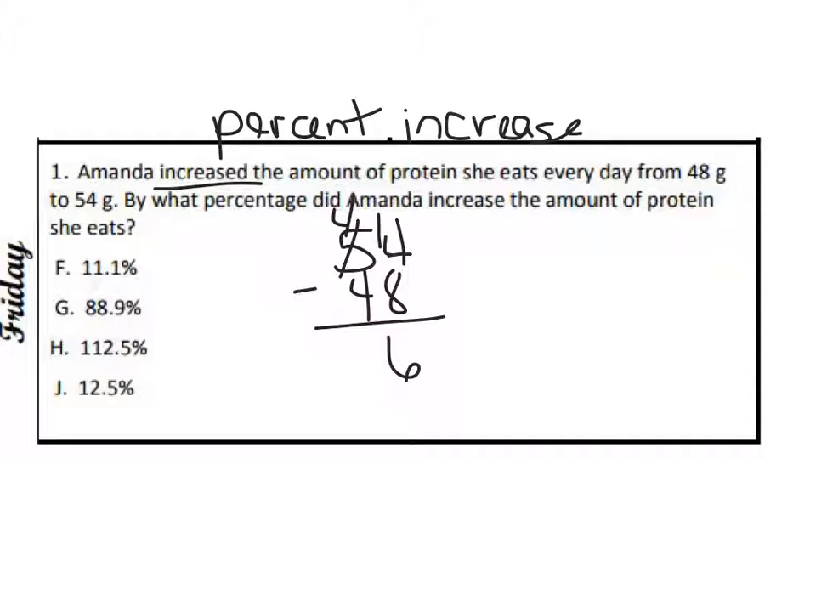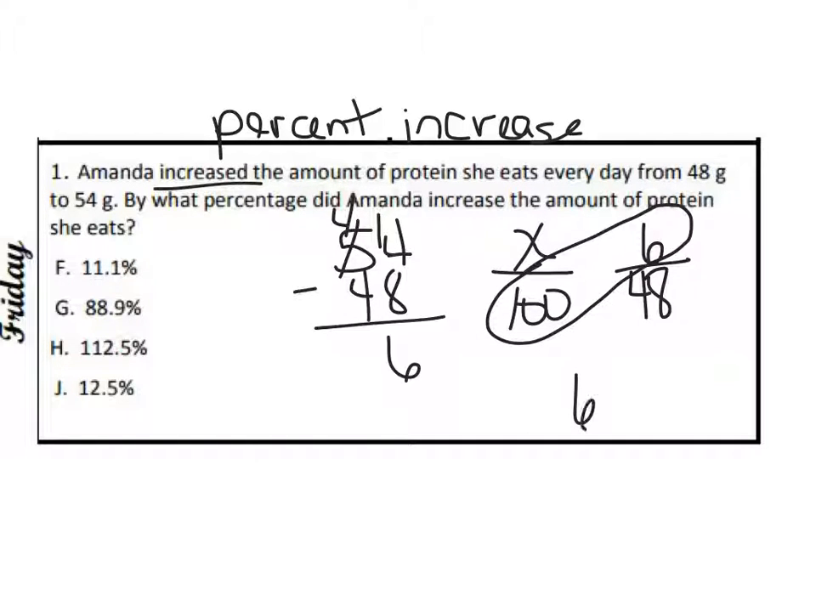6. Right? Okay. So now what we do, we set it up as a proportion or cross products. In this case, we're looking for percent, so I know that's going to be x over 100. And then you have 6, and we need to determine what is the original amount. 48 is your original amount. So then you could do cross products. So 600, and then you're dividing it by 48.